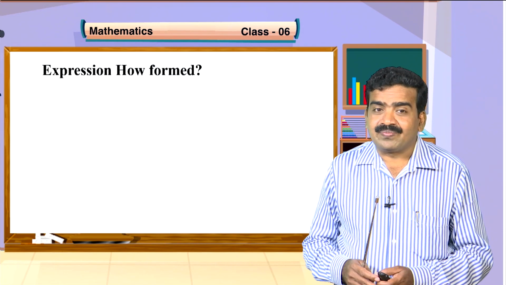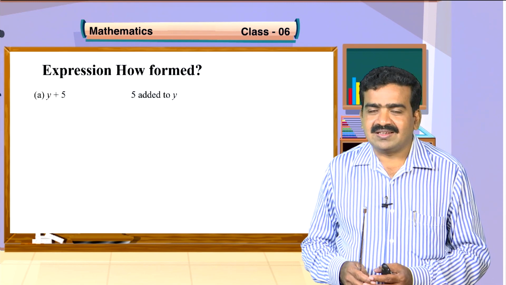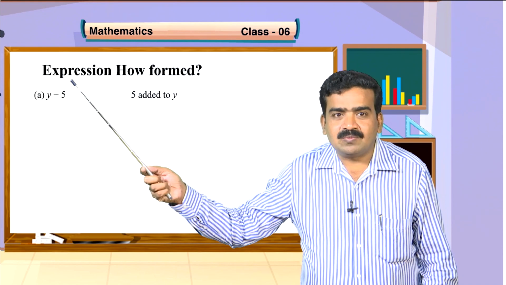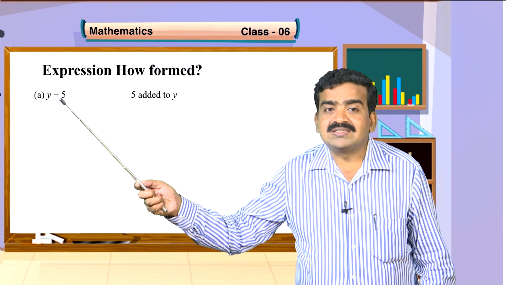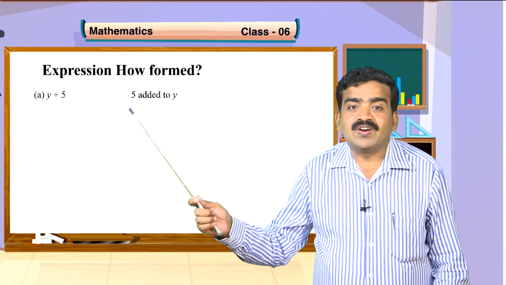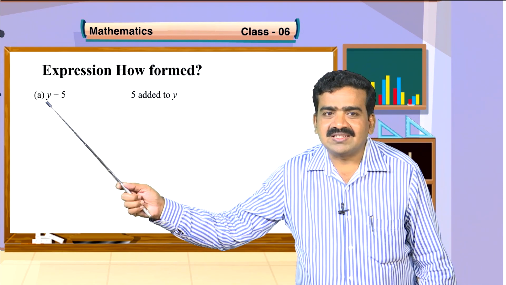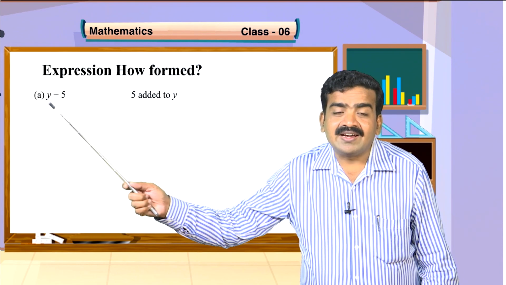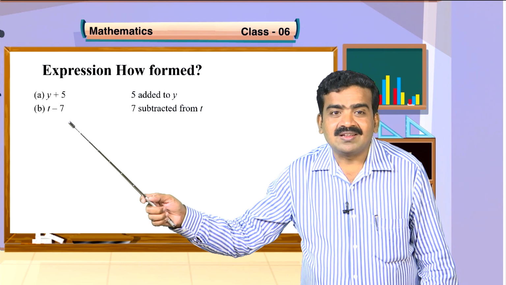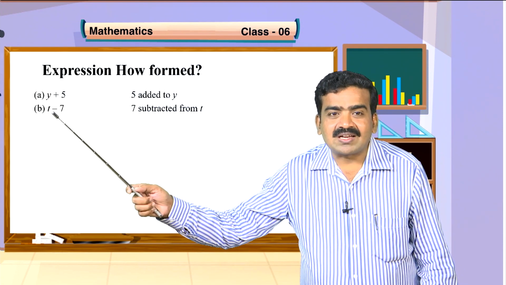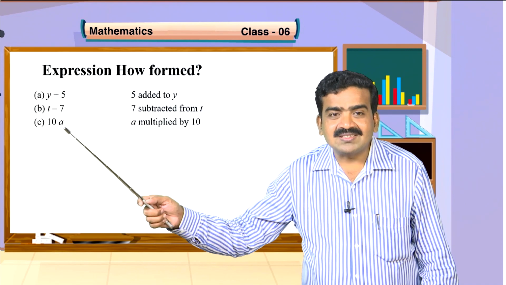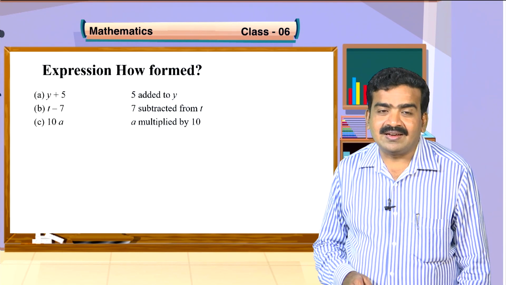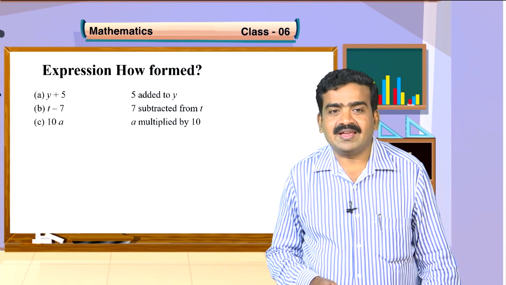How is an expression formed? Let us learn through some interesting examples. Here y plus 5 gives us an algebraic expression. What does y plus 5 mean? 5 is added to y, because the plus symbol is there and y is the variable. Can you tell me t minus 7? Yes, you are correct. 7 is subtracted from t. Then 10a means 10 into a, which means a is multiplied by 10, or 10 is multiplied with a.